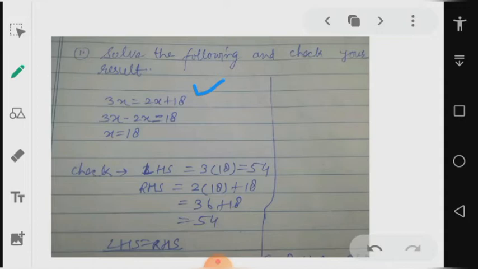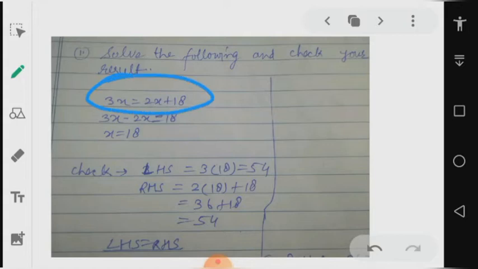The question is 3x equals 2x plus 18. As we have to balance the equation, we have to separate all the variables and constants. So 2x can be shifted to the left hand side and it becomes negative. So we are shifting 2x to this side, and it becomes minus 2x. Now on the left side we have x only, as 3x minus 2x gives x. So x equals 18.